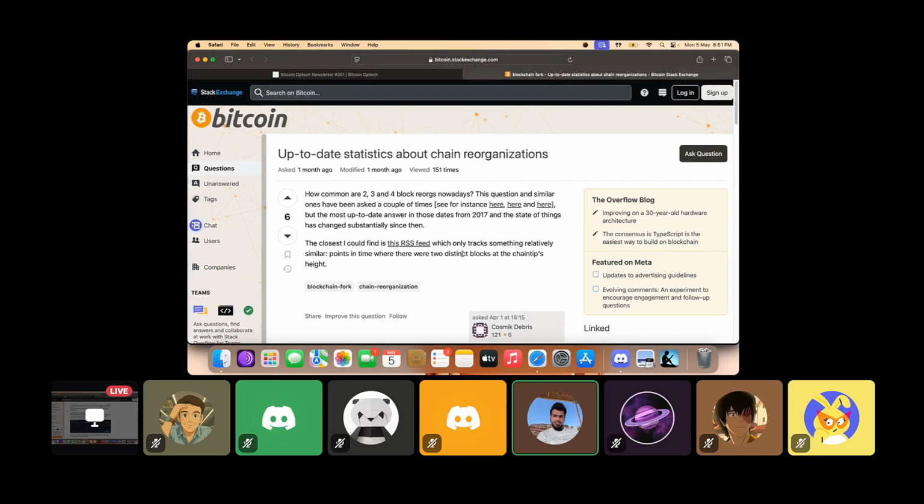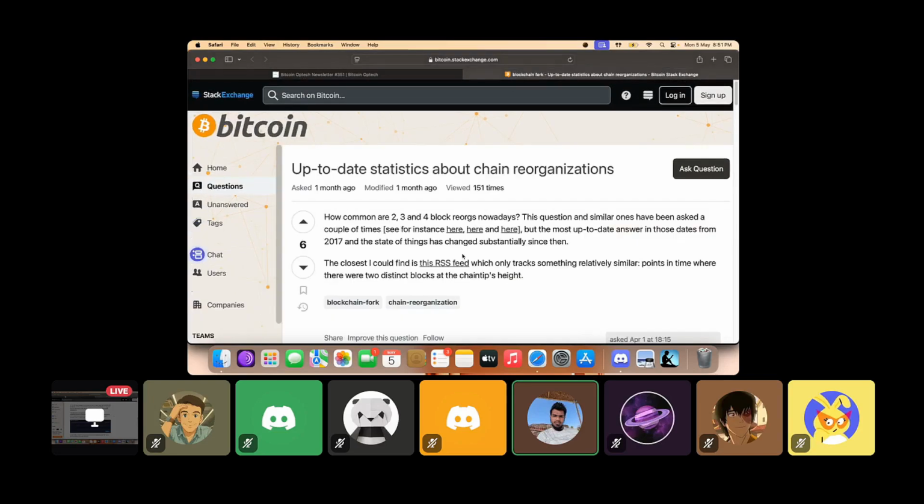Up-to-date statistics about chain reorganization, right? I'm assuming most people here know what a chain reorganization is. When we have competing blocks, for instance, there are two miners trying to mine a block, and let's assume both of them find a valid nonce at the same time, and both of them broadcast their blocks to the network, right?